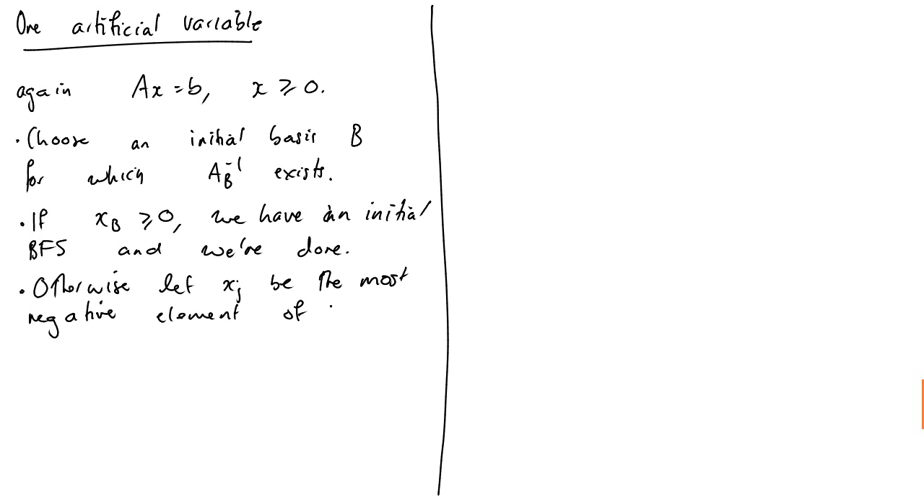Okay, and obviously j is an element of our basis. So we're going to compute xb equals AB inverse b. If it's not feasible, our xb, we look at the most negative element and we introduce an artificial variable xn plus 1.